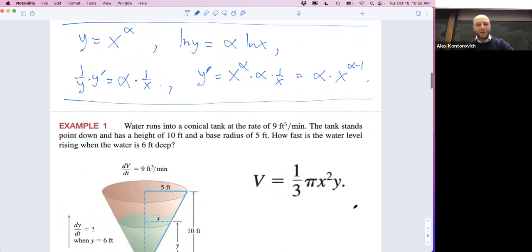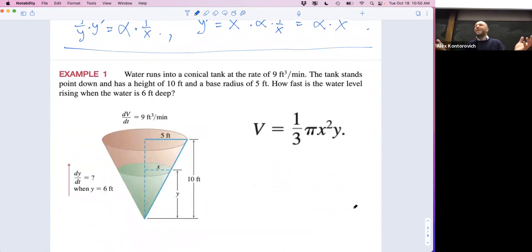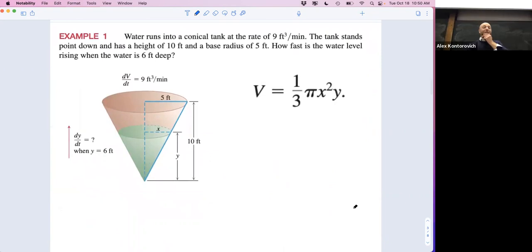All right, so I can't make these up on my own, so I have to grab them from the book or wherever. All right, example one. You ready for this? The hardest thing about this for me is I hate reading. Water runs into a conical tank, a cone, at a rate of, so we got a hose in here and water is flowing in at a rate of 9 feet cubed per minute.